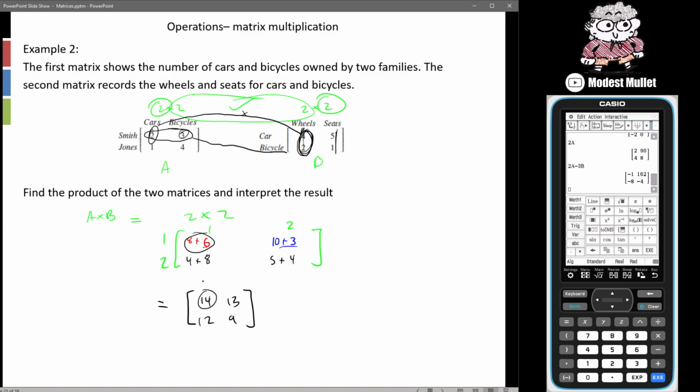So in essence, this number here was all the Smith items, so how many cars and how many bicycles, multiplied by how many wheels each of them has, so it is the number of wheels that the Smiths have.